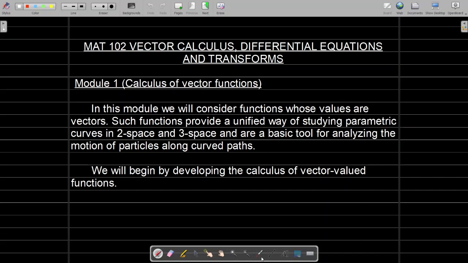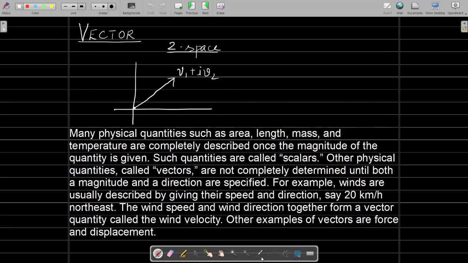In your previous classes, you have already studied vectors. I mean your +2 classes. So a vector is usually depicted like this. It is depicted like an arrow.